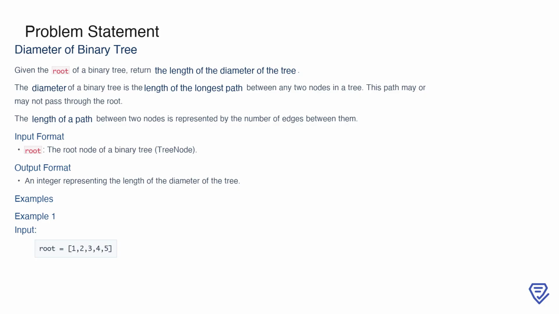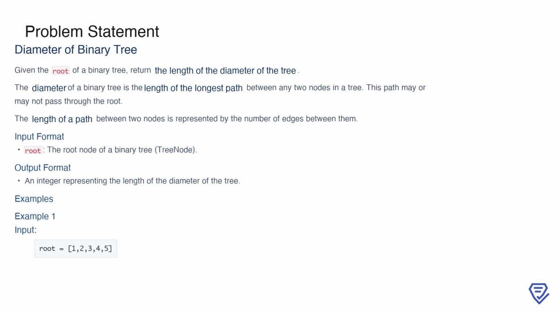In this problem, we are tasked with finding the diameter of a binary tree. The diameter of a binary tree refers to the length of the longest path between any two nodes in the tree, which may or may not pass through the root. It's important to note that the length of this path is determined by the number of edges between the nodes, not the number of nodes themselves.